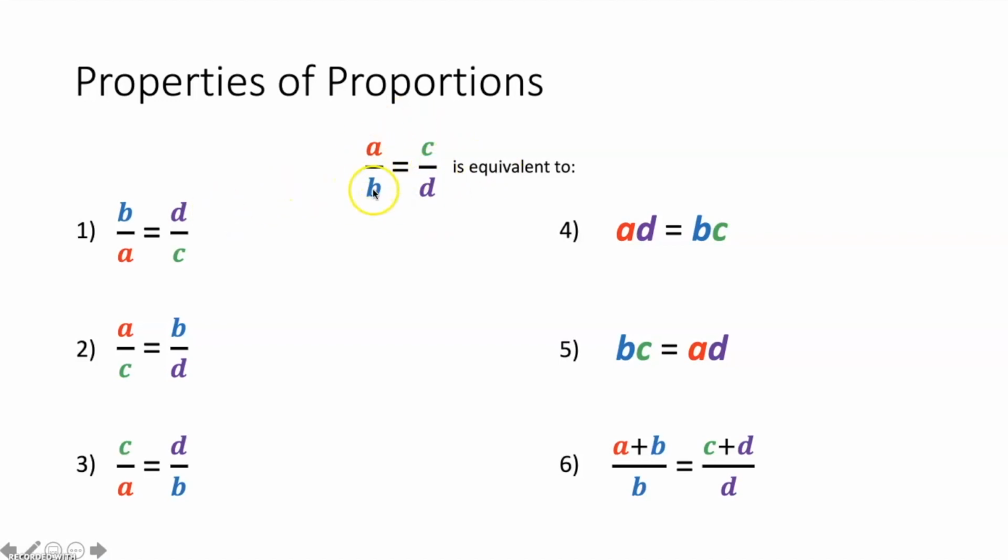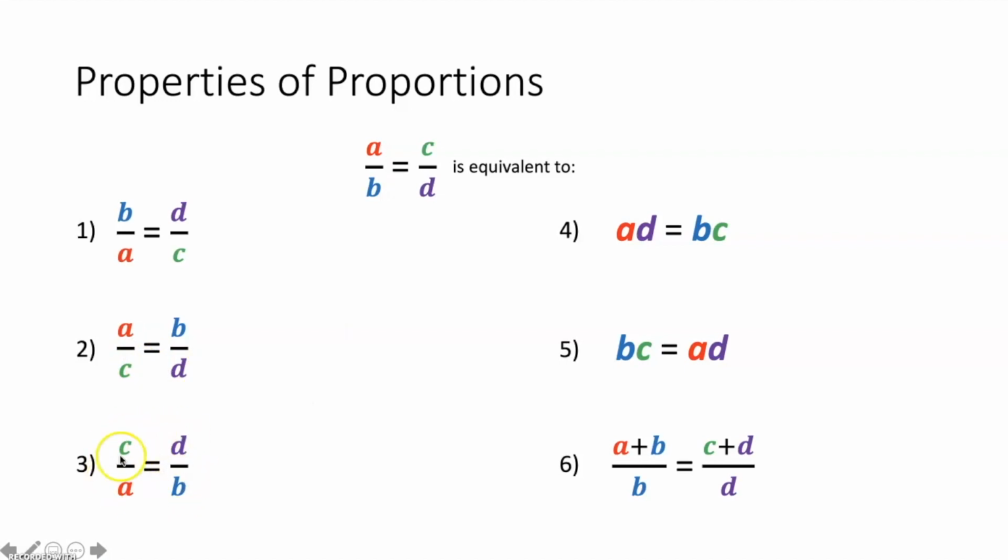If we know that A over B is equal to C over D, we know that B over A has to equal D over C. The reciprocals of each side have to equal one another. If we know that A over B is equal to C over D, we know that A over C is equal to B over D, if I were to swap the B and the C. And that makes sense, right? Because even if I were to swap these two and I get A over C is equal to B over D, the cross products will still be the same. A times D will still be equal to B times C.